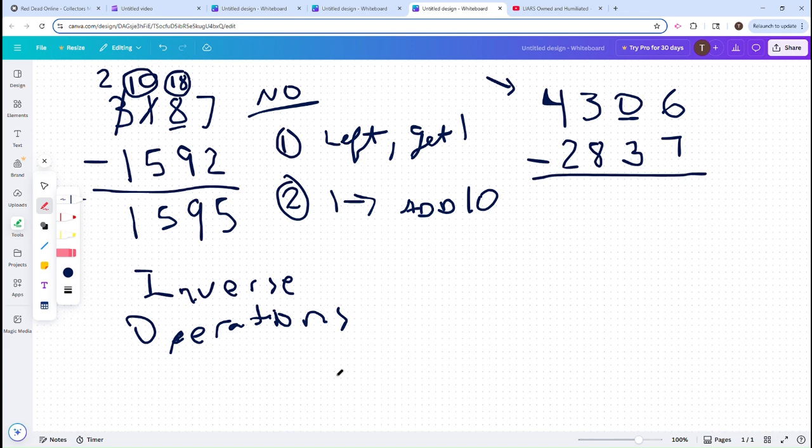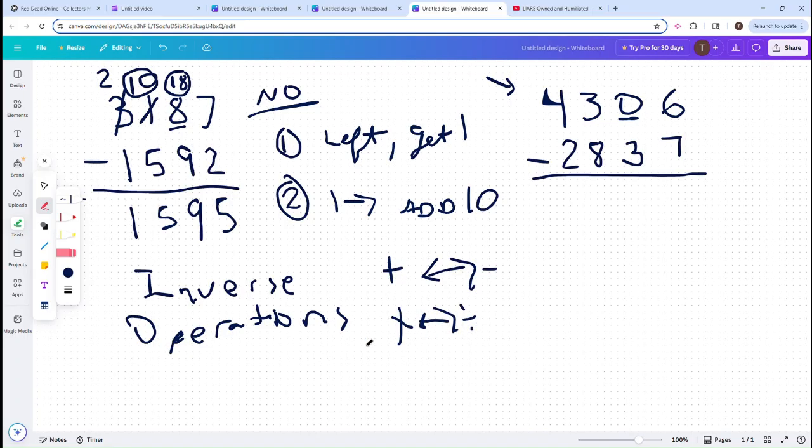Inverse operations. Now, if you think about it, inverse means opposite, and the Fab Four I call, all 4 of them are operations: add, subtract, multiply, and divide. The thing is, addition and subtraction are inverses, and multiplication and division obviously are as well.